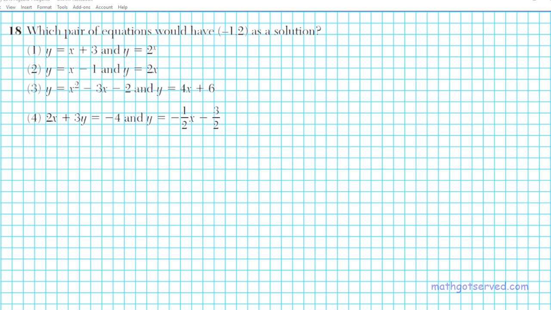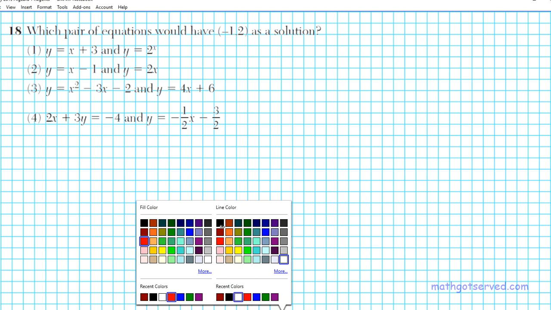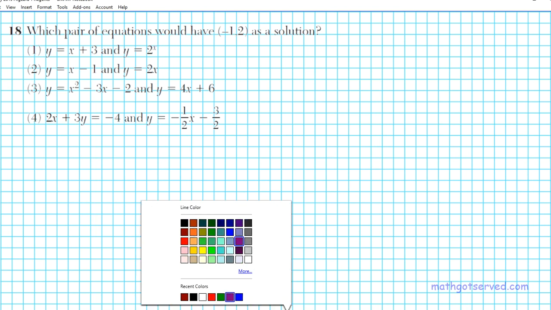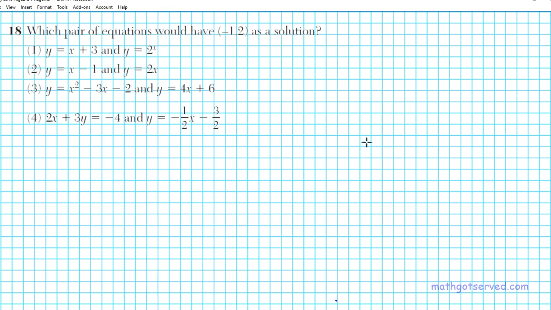Alright, let's take a look at question number 18. It reads, which pair of equations will have -1, 2 as a solution? Alright, so before we start this problem, let's go over what that term solution to an equation means. Okay, so something to note concerning solutions to an equation that has two variables.